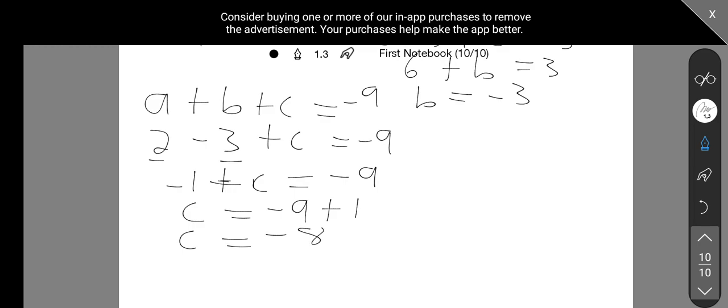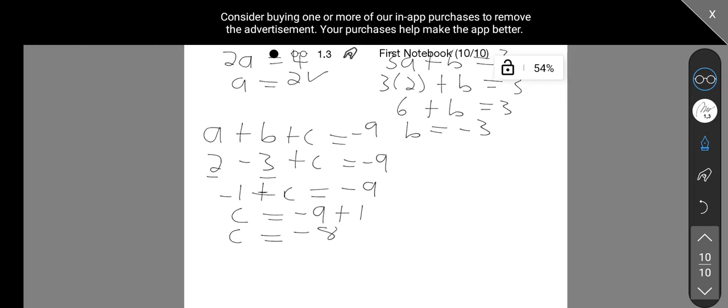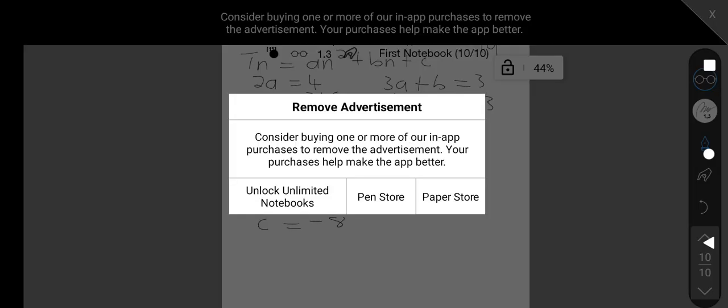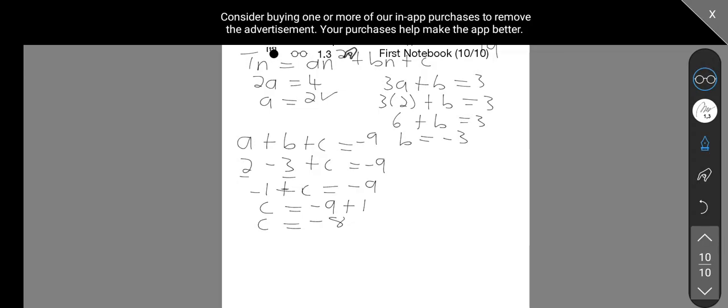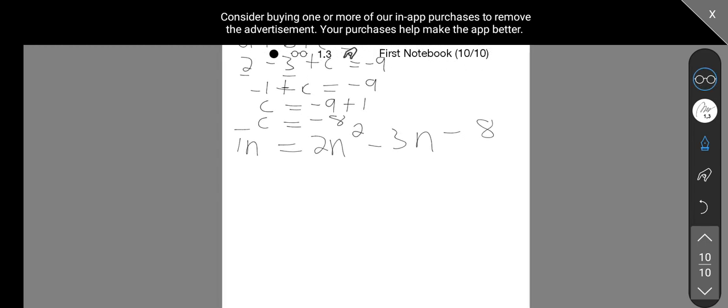This means that we can write our formula as Tn is equal to A, that is 2n squared, plus B, that's minus 3n, minus 8. That is the formula for the nth term, or the formula for the quadratic sequence.